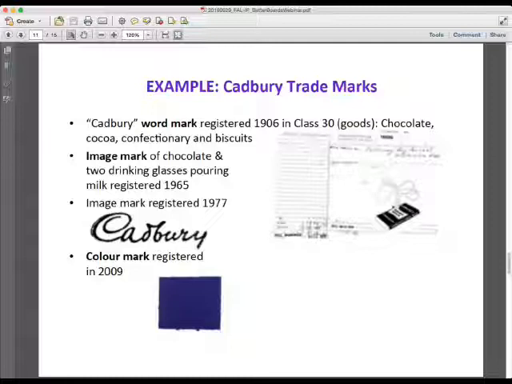Then they also have an image trademark, or a device trademark, as it's said in the legal profession, and it's of a bar of chocolate and 2 drinking glasses pouring milk on top of it. You can see it to your right, and it was registered in 1965. So it's a good example of a device, and obviously they would have used this quite a bit in their advertisements and would have gotten it through based on that use, because it's quite descriptive for chocolate, just 2 glasses of milk on top of a chocolate bar, but they would have used it, so they would have gotten it through based on that use.